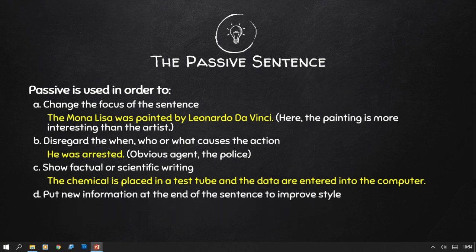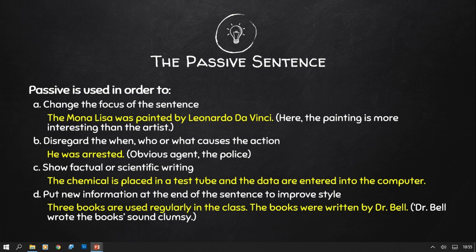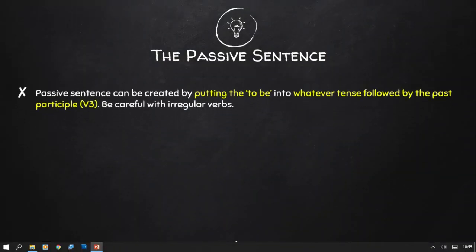Also, it can be used to put new information at the end of the sentence to improve style. Using active sentences all the time can be boring, so to improve your writing style, the use of passive sentences can be something fresh. Look at this one. Three books are used regularly in the class. The books were written by Dr. Bell. Dr. Bell wrote the books. Might sound clumsy. Okay, so the passive sentence can be created by putting the to be into whatever tense, followed by the past participle.